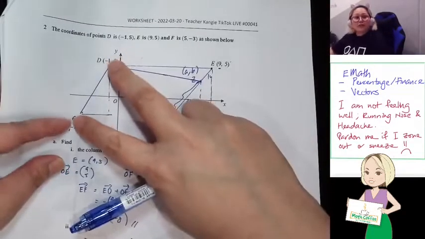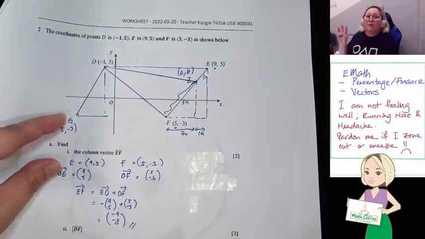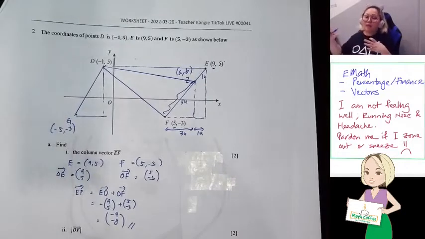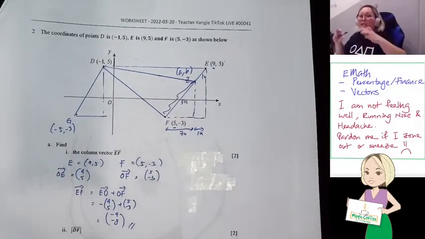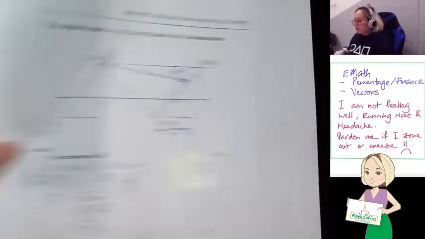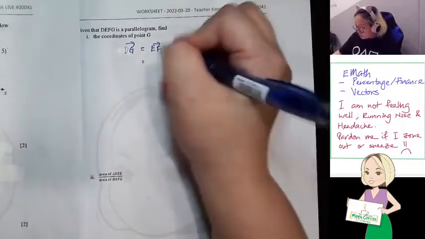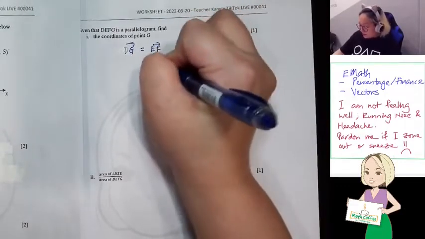DG is equal to EF. So this is no longer just purely parallel, because parallel means they can be different magnitudes. But this is a parallelogram. In a parallelogram, opposite sides are equal in length as well as parallel. So they are the exact same vector. Understand? So DG is equal to EF, which is equal to (-4, -8).